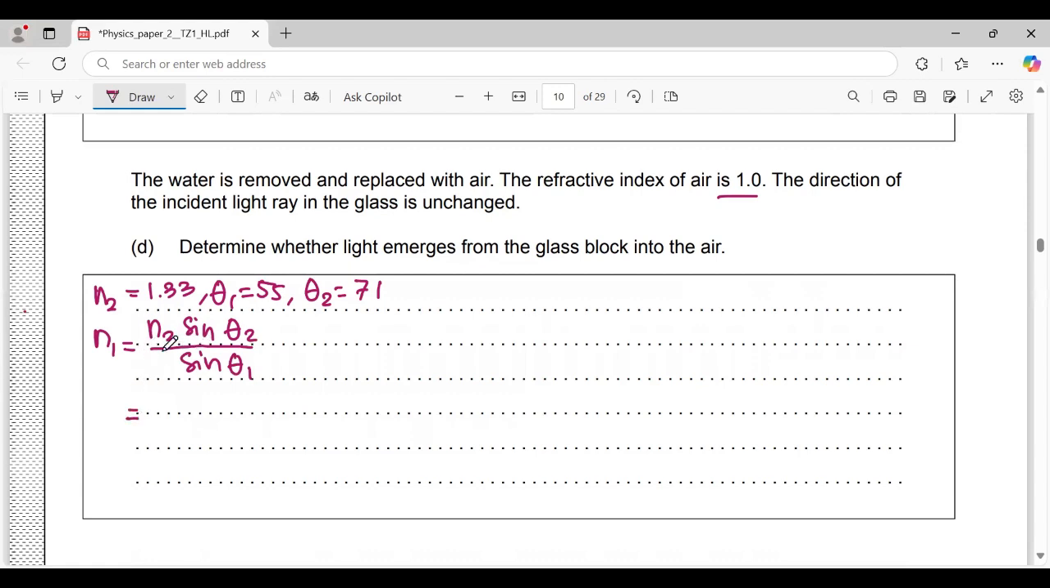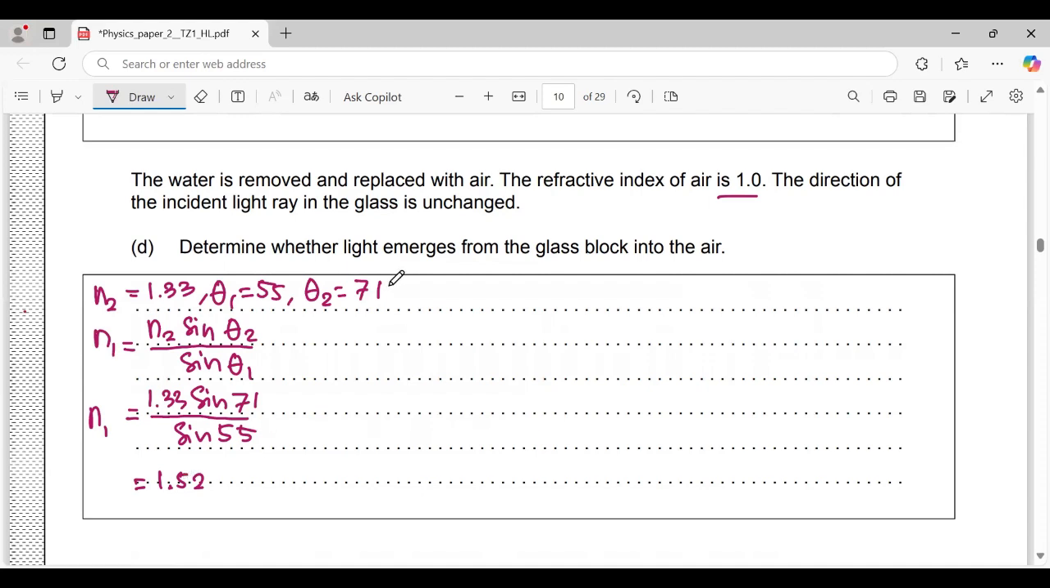If we substitute, 1.33 sine 71 over sine 55. Okay. So n1, if we calculate, the result is 1.52. This is the refractive index of glass, right?